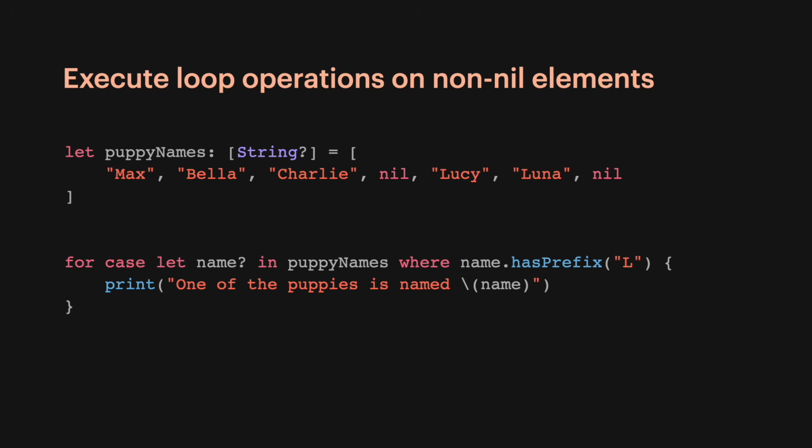And here is a bonus tip. Since the case let name ? syntax unwraps the optional, we can perform extra checks on it using the where clause. For example, we may only iterate over puppy names that are not nil and also start with the letter L. This wouldn't be possible to do if the name variable was still an optional.